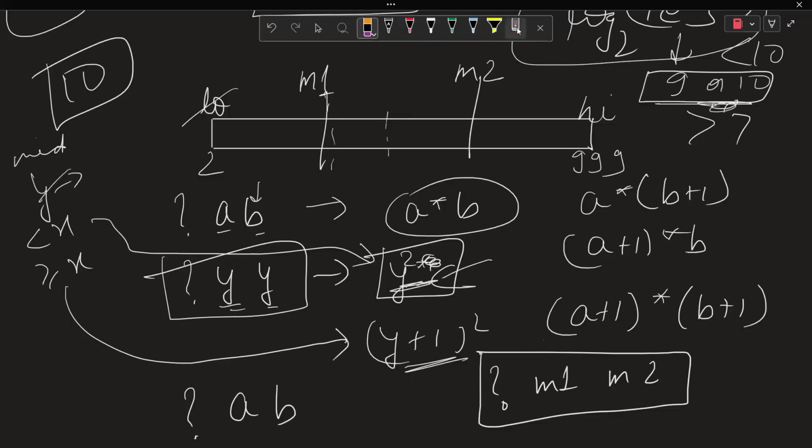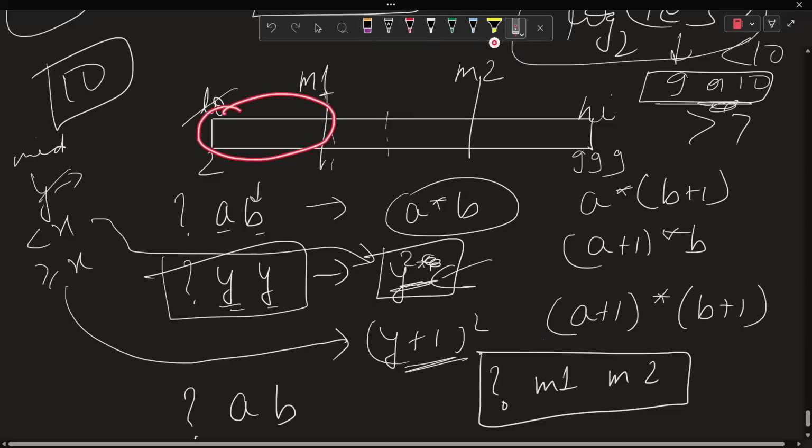Let's say we don't know X. Either X would fall in this range or this range or this range. If X is in this range, both M1 and M2 would be false values. So we would get (M1 + 1) * (M2 + 1). This is the answer we would get for the query if X is in this range.